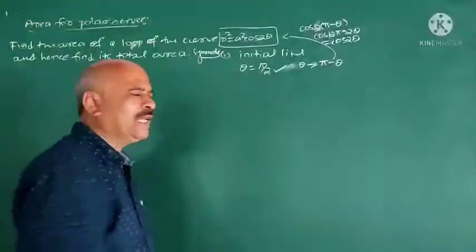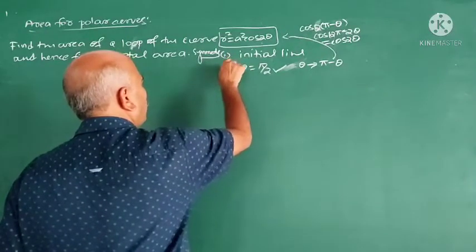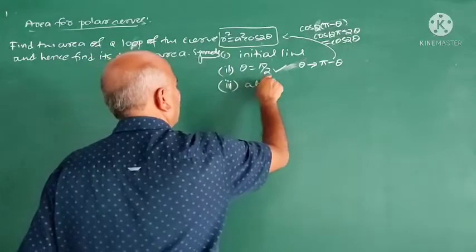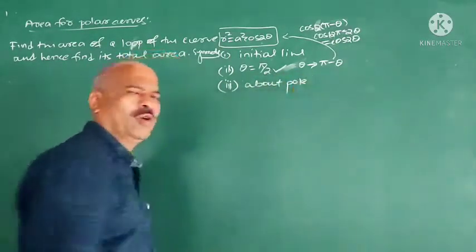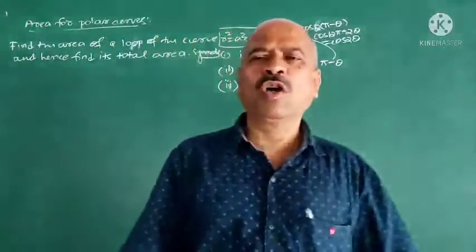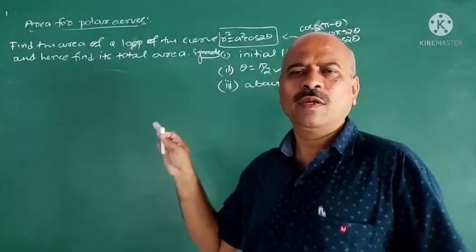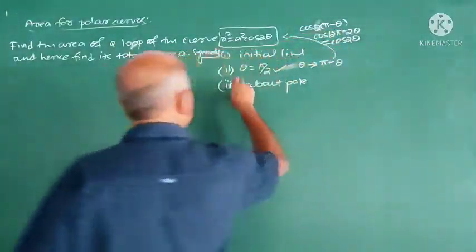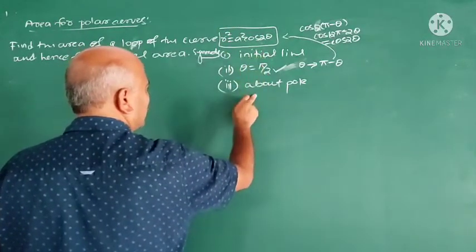It is symmetric about the initial line, and also it is symmetric about the pole. Why is it symmetric about the pole? Because if you change r to minus r, the equation remains the same. You have studied this under curve tracing. Therefore it is symmetric about the initial line, about theta is pi by 2, and about the pole.